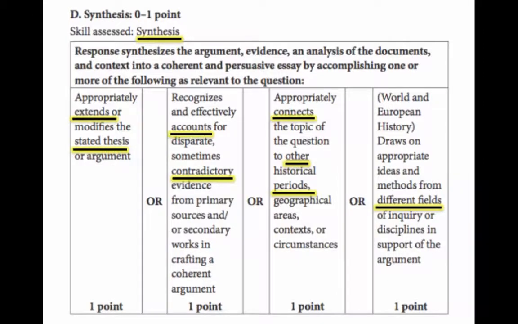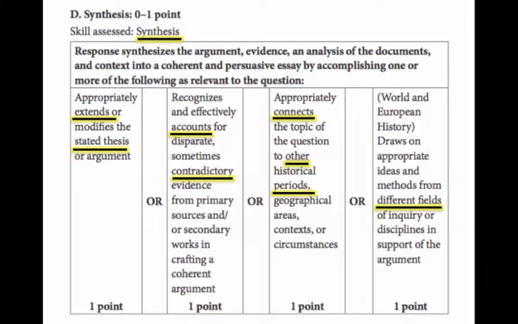Section D of the rubric, basically you can get a point here. Synthesize. Are you able to say why it all matters? And there's a couple of different options. There's 4 different ways that you can get this synthesis point. You can extend your thesis or modify it. You can show that you recognize contradictory evidence, talking about what different historians believe or what different time periods have believed or different sections of the country. There's so many different ways to fulfill that requirement.